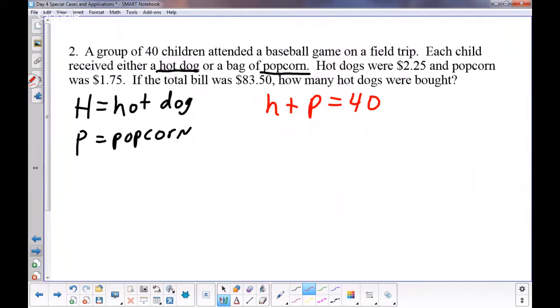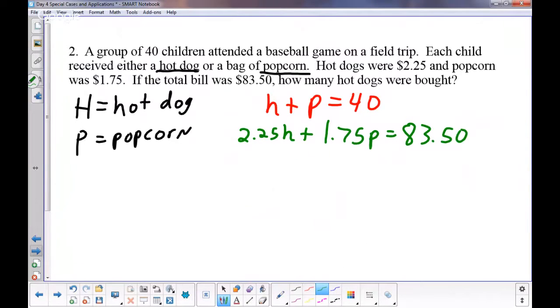Now we do the monetary one. We know that hot dogs were $2.25, so $2.25 per hot dog, plus $1.75 per popcorn equals $83.50. And so there's my monetary one. So now I have my two equations. Now in this case, again, we could do elimination. We could do substitution. I'm going to do substitution on this one, and I am going to solve for H.